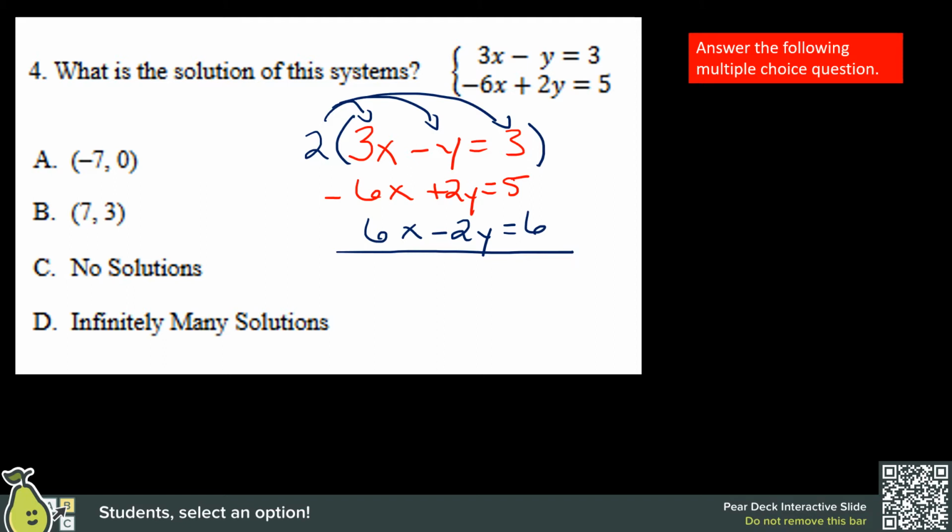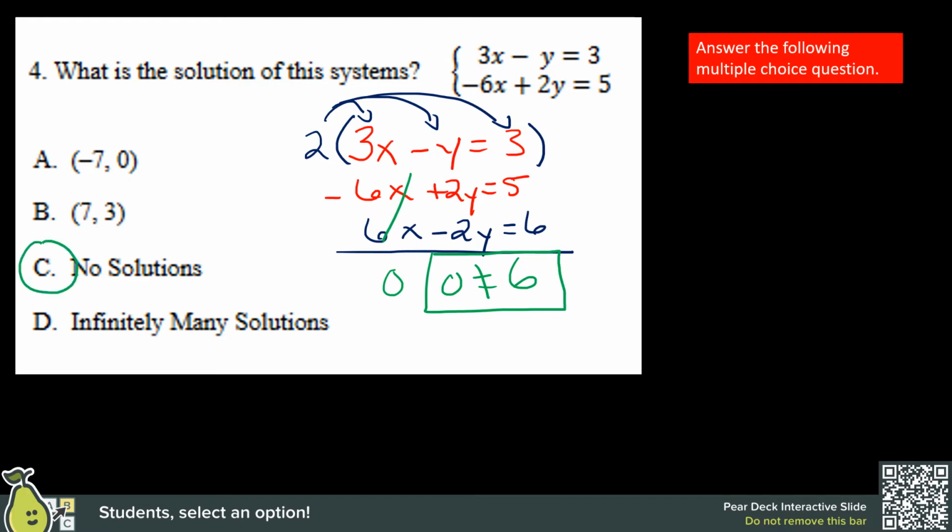Okay. 6x minus 6x, well, that's 0. 2y minus 2y, well, that's also 0, equals 6. Well, 0 equals 6. Is that a true statement? That is not a true statement. That's not true. 0 does not equal 6. And when we have this type of situation, that means that there are no solutions.